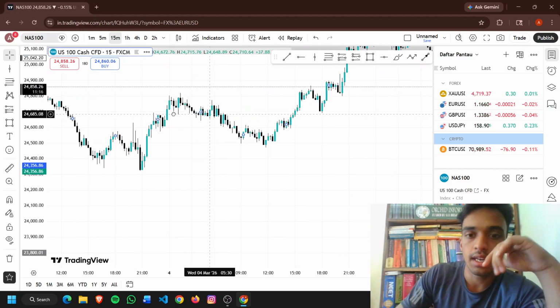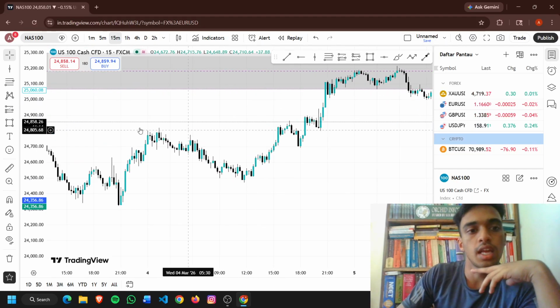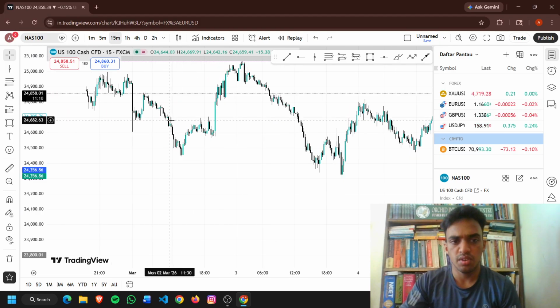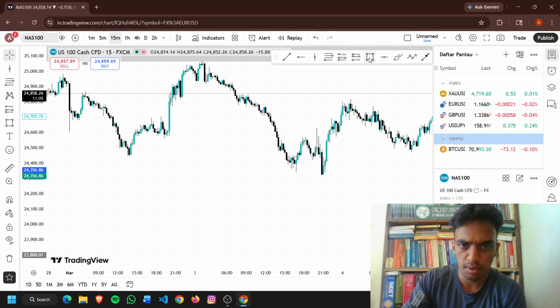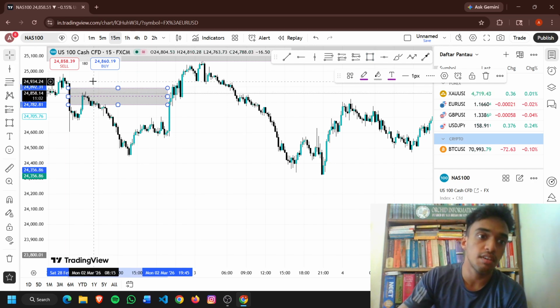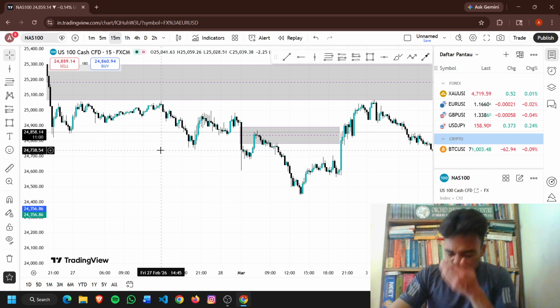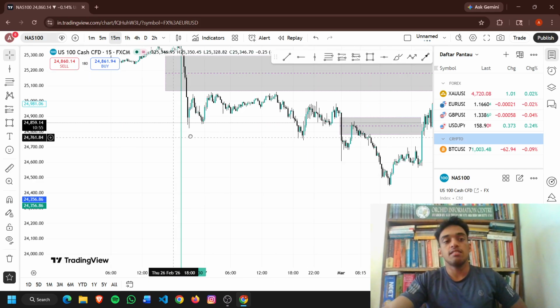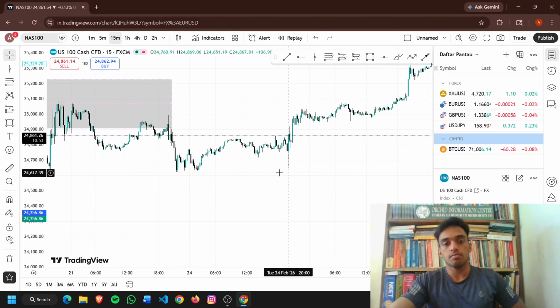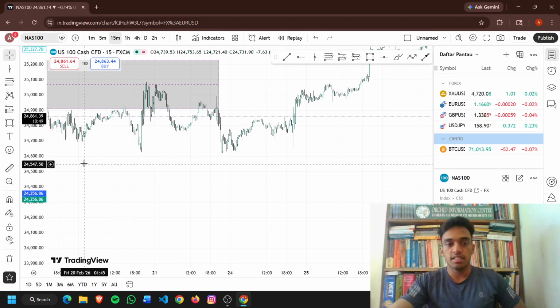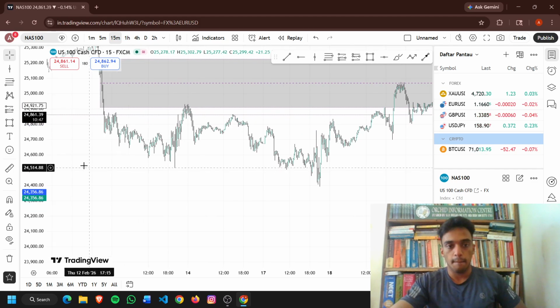Fair value gap respects. Usually, what happens is when you get a valid fair value gap, see, this is a valid fair value gap. It tapped and went down. If it breaks this fair value gap, oh sorry guys, that is an inverse fair value gap. So yeah, I hope you guys can understand what a fair value gap is.